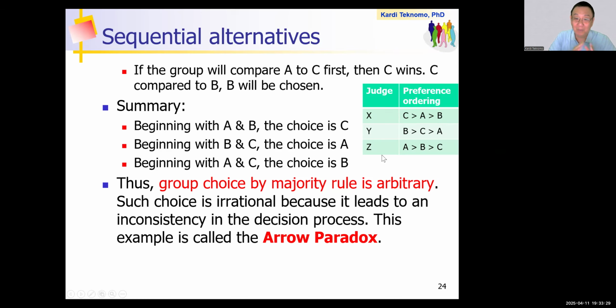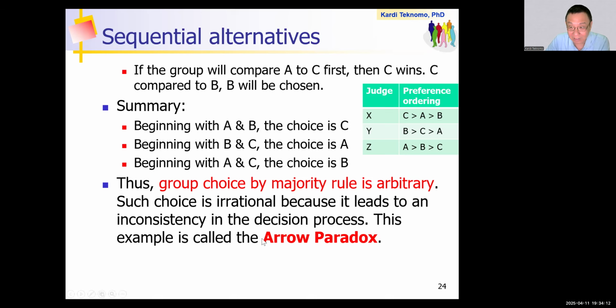So what does that mean? It means group choice by majority rule is actually arbitrary. This is shocking, right? You always choose by majority rule as consensus. But actually, when you choose by majority rule as consensus, that rule is actually arbitrary. That is actually an irrational choice. So we put here, such choice is actually irrational because it can lead to inconsistency in the decision process.